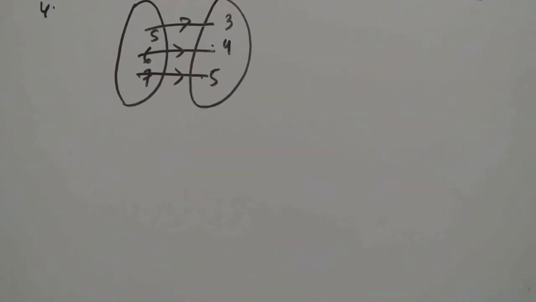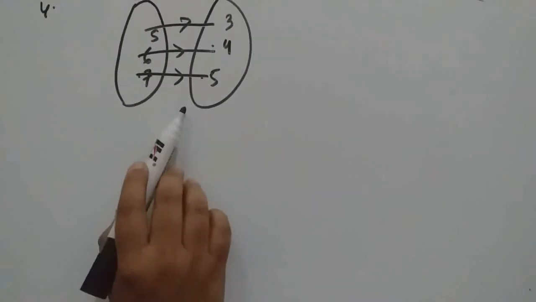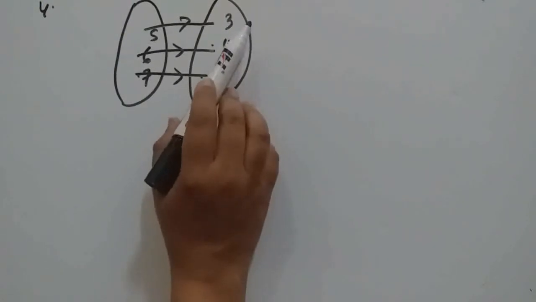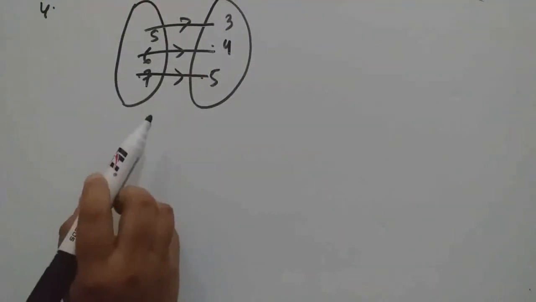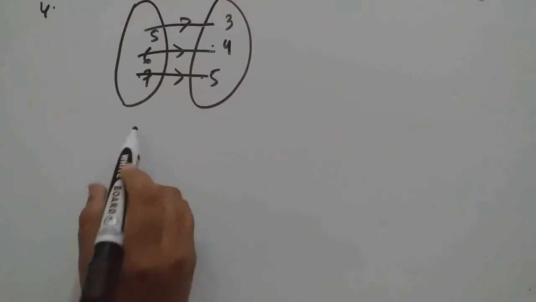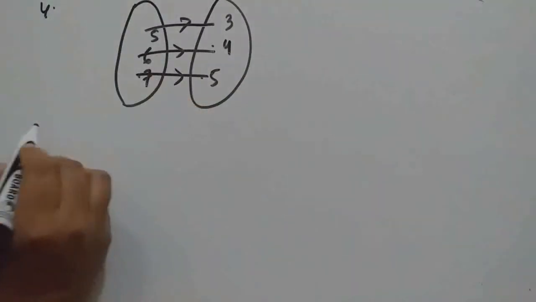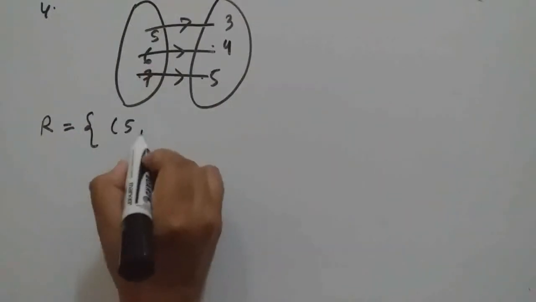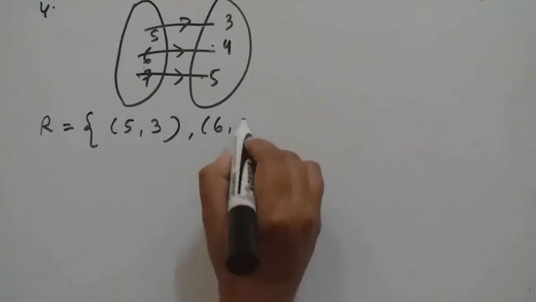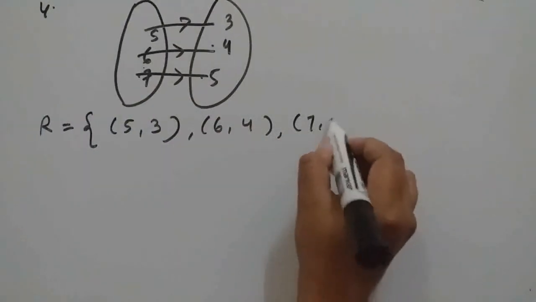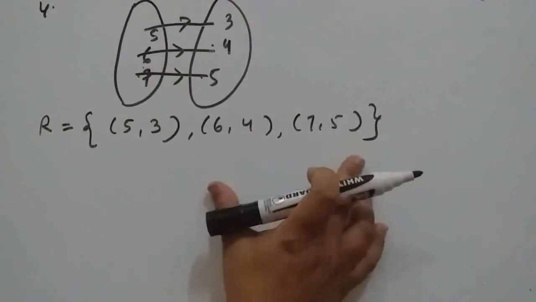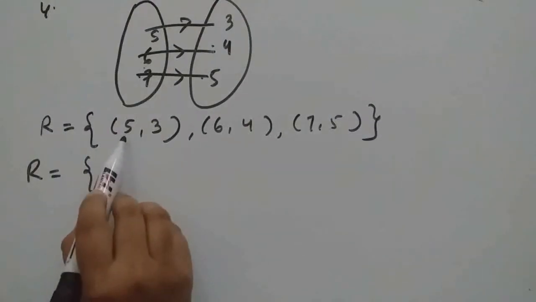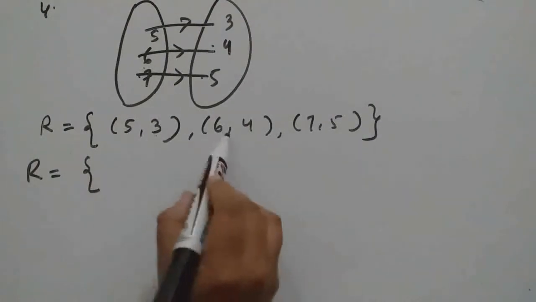In question number 4, an arrow diagram is given to you between sets P and Q. We should write this in set builder form, roster form, and also domain and range. So first we'll write the roster form. Relation R will be 5 is related to 3, then 6 is related to 4, and 7 is related to 5. So these 3 elements will come. This is the roster form. The same relation we can represent in set builder form.